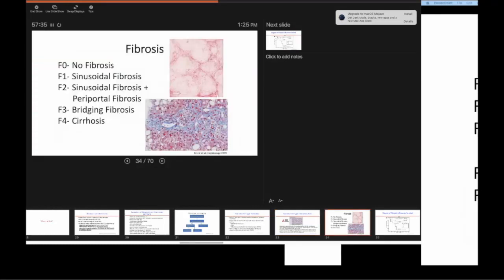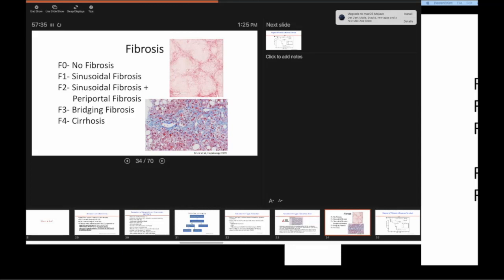So the fibrosis matters. I wanted to talk to you guys a little bit about fibrosis before we delve into this too much. So I put two different kinds of stains here. This is a Sirius red. This is a trichrome. We tend to see more trichromes clinically here in the US.